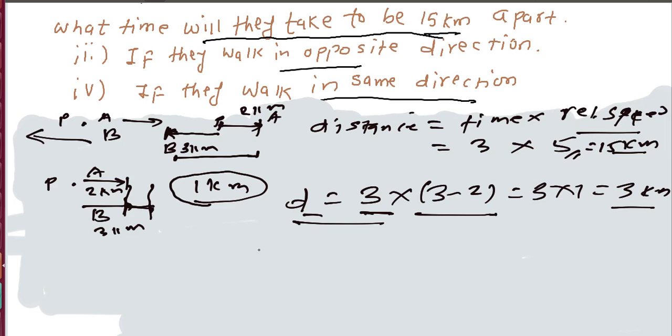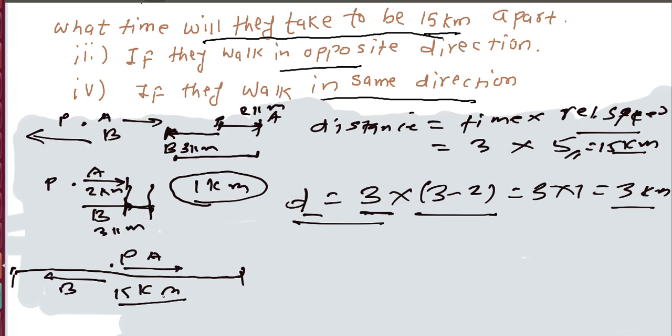So if they walk in the opposite direction like this, A is walking in this direction, B is walking in this direction, and we are given that the distance between them will be 15 kilometers at some point in time. So what is the time they will take to be 15 kilometers apart?